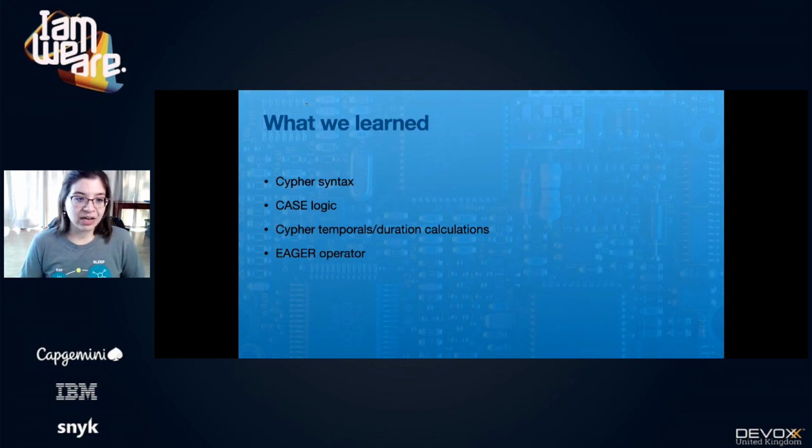Okay, so quick recap. We covered Cypher syntax today. We covered how to use CASE with Cypher. We talked about temporals and durations in calculations, and then we talked about the lovely eager operator.